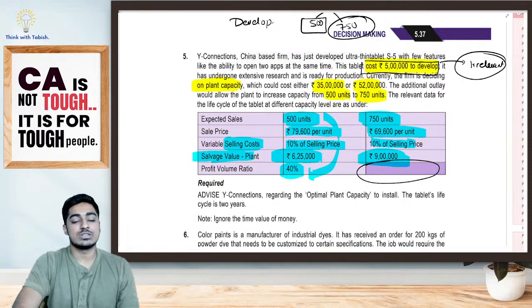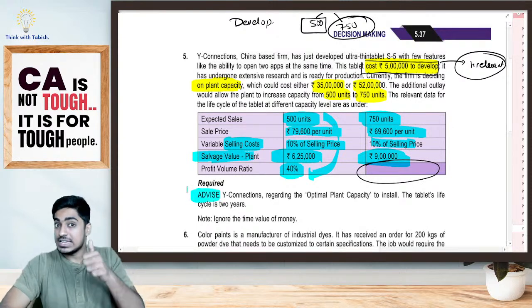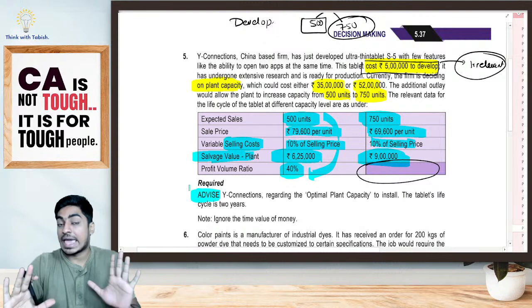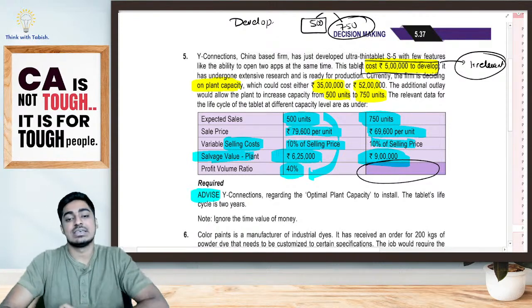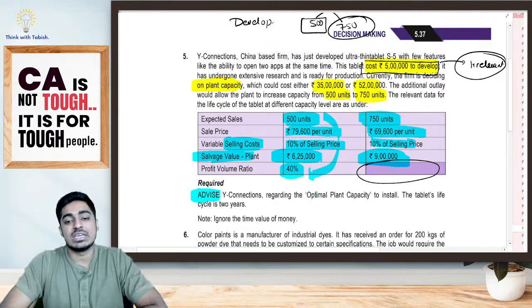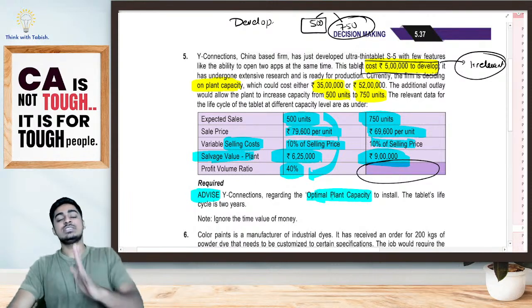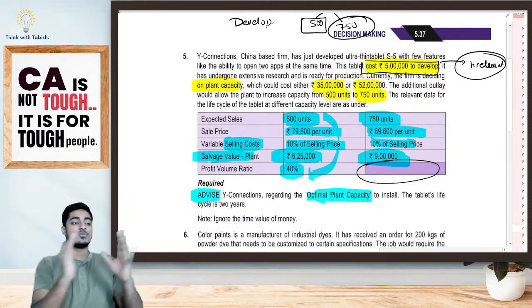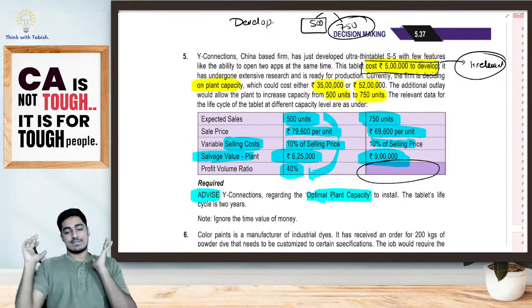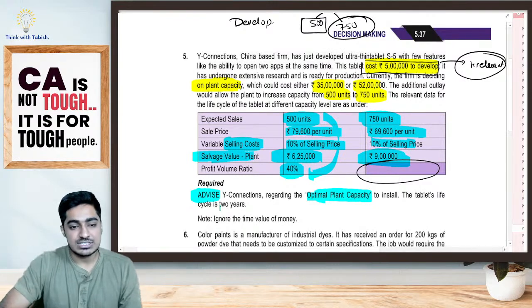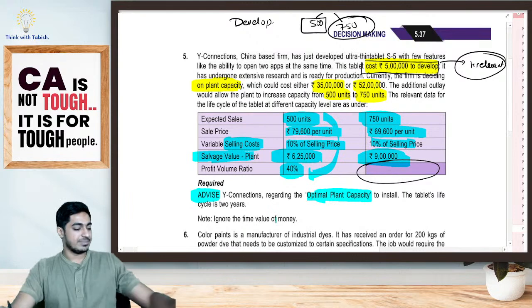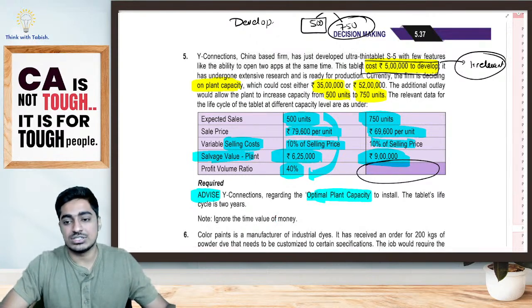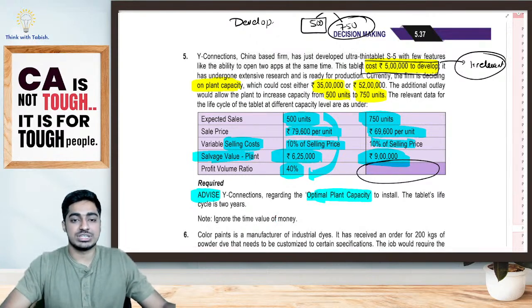In the next place, whether PV ratio is given, no, it is not given. Advise. What is required, students? Advise. We are not just supposed to calculate. We should advise regarding the optimal plant capacity. We have to advise which is the optimal plant capacity. Should we go for 500 units or 750 units? Tablet's life cycle is 2 years. Ignore the time value of money. Have another look at the question, students. We will be solving this question.